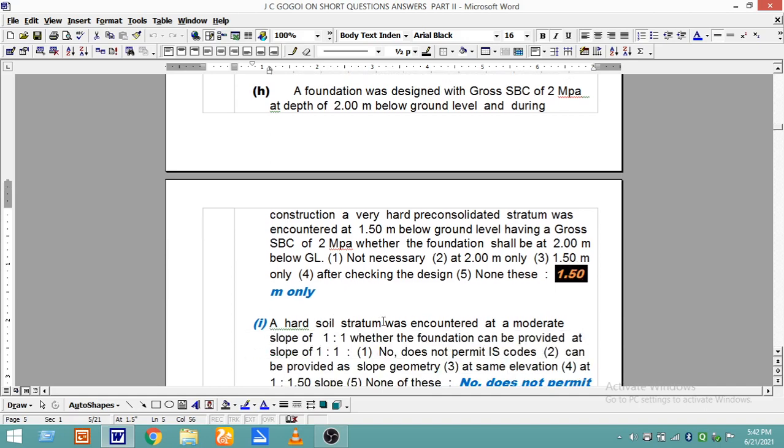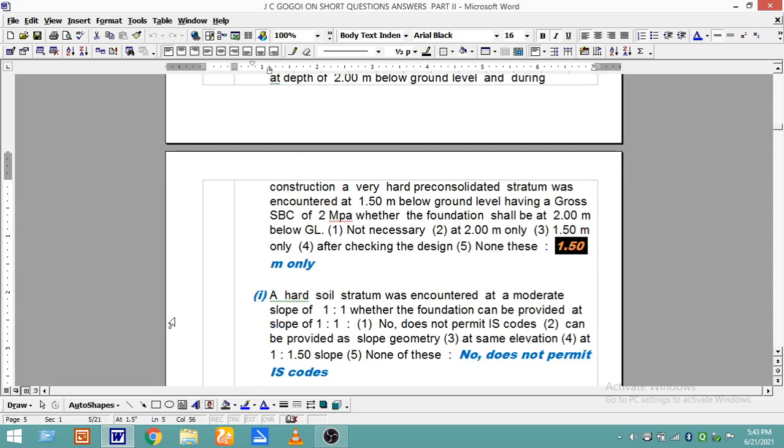A hard soil stratum was encountered at a moderate slope of 1:1. Whether the foundation can be provided at a slope of 1:1. Given answers are: 1, no, does not permit IS code; can be provided as per slope geometry at same elevation at 1:1.5 slope; none of this.